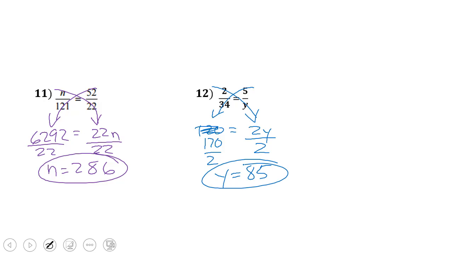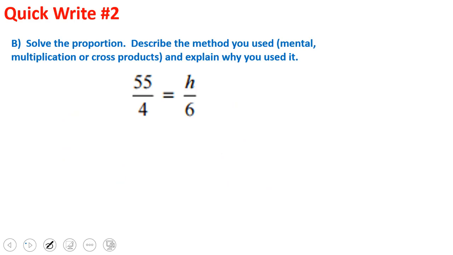Of the 3 methods, mental math, the multiplication property of equality, and cross products, however, all do work in their place. Ladies and gentlemen, our second quick write 2b. Here is your proportion that I want you to solve, and I don't care which method you use. All I want you to do is, after whichever method you do use, please write down the method and then explain why you chose that method with this proportion. And then take another quick break and come back for our last video, number 3 tonight.